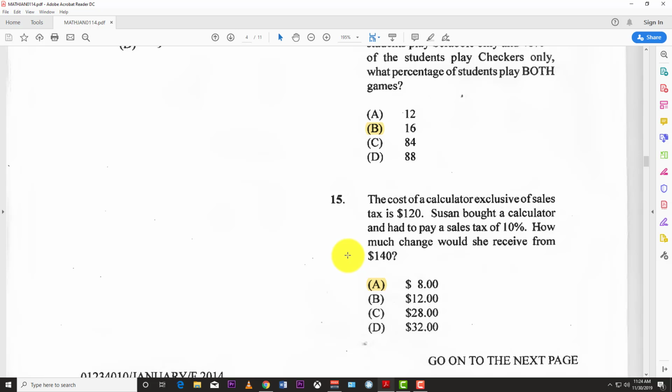Number 15. The cost of a calculator exclusive of sales tax is $120. Susan bought a calculator and had to pay a sales tax of 10%. How much change would she receive from $140? And the answer here is A, $8.